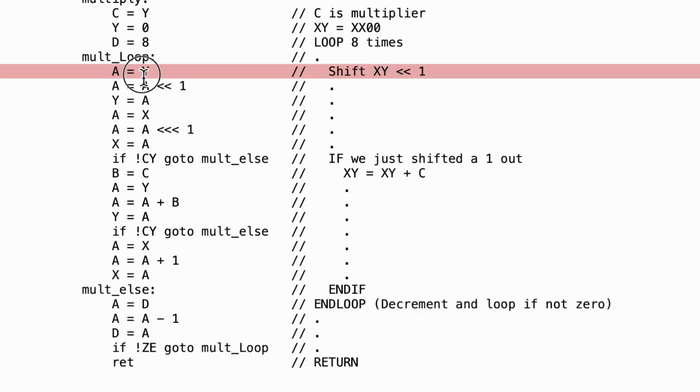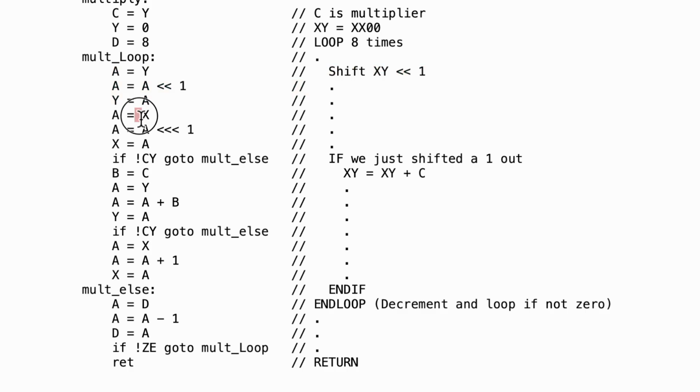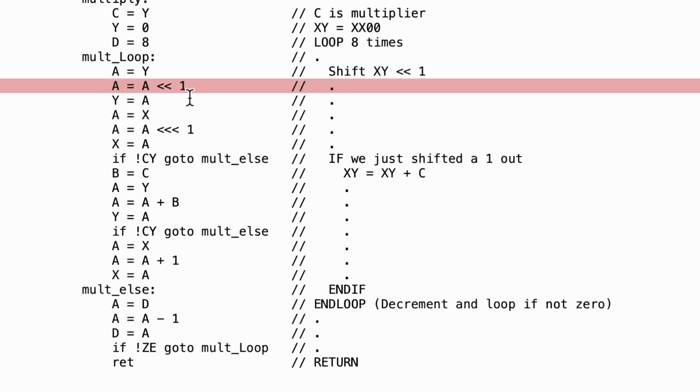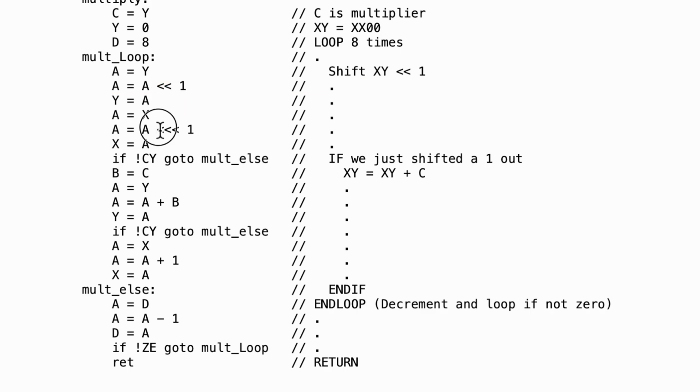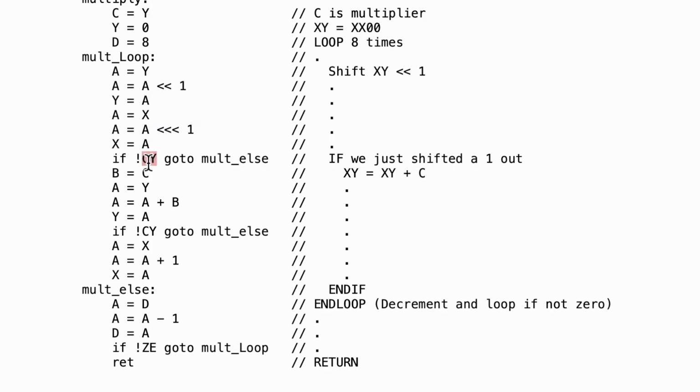Now, to do the shifting of a 16-bit register, we're going to have to first shift Y, and then we're going to have to shift X. So we first shift Y left 1 bit, and that moves the most significant bit into the carry bit. And then we shift X, but we use the shift left with carry, which will bring in the bit that just came out of the Y register, and it will also move the most significant bit into the carry flag. So now that we've shifted X, Y, we can test the bit that got shifted into the carry, and if it is 0, then we'll jump to this else label here.